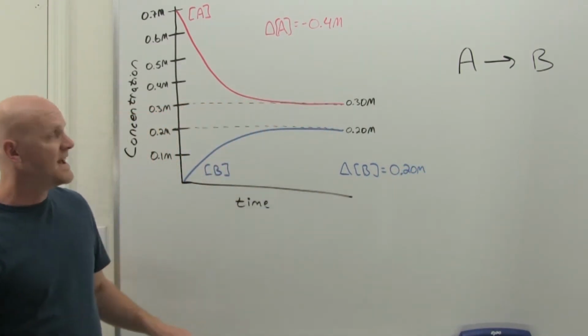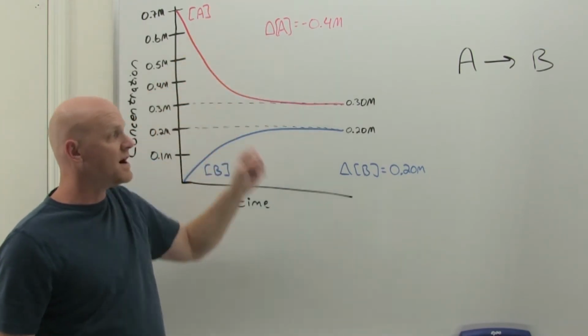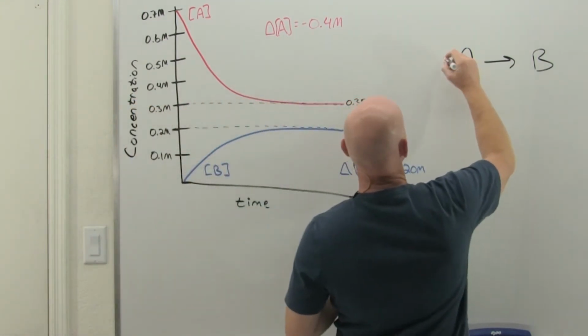And so what we can see is that A has gone down more than B has gone up. In fact, A has gone down twice as much as B has gone up. And the reason is due to the stoichiometry.